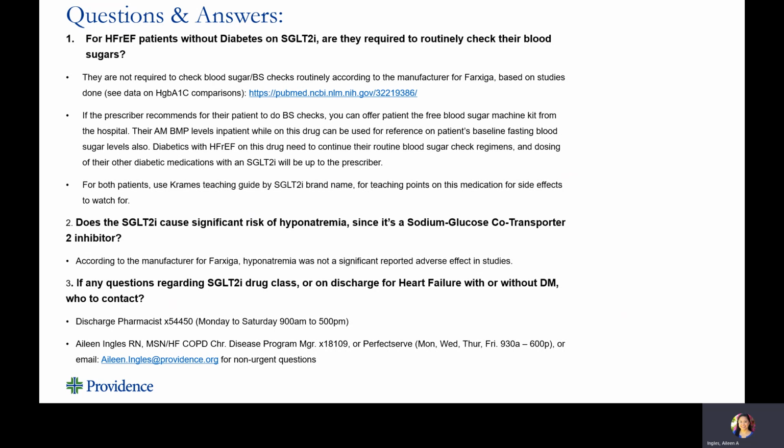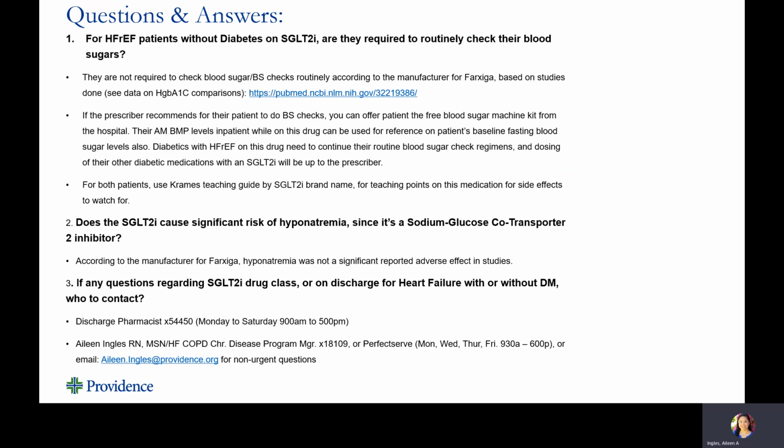And then for both patients, making sure that you discharge them with a CRAMES teaching guide handout for teaching points and side effects to watch for. And then second question was regarding hyponatremia, since it also decreases sodium reabsorption. Per studies, it didn't show significant adverse effects of hyponatremia in their studies.